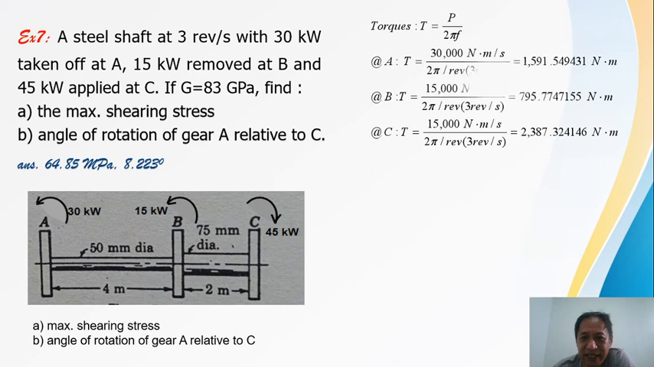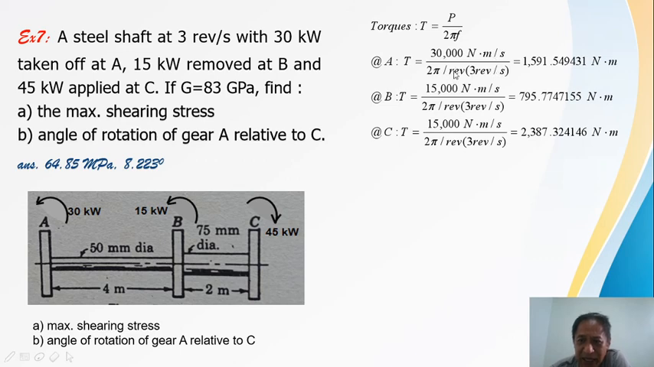First, we get the equivalent torque from power. At A, what is the formula? Power over frequency, over angular speed, so in terms of frequency. So, 30 kilowatt, so that is kilonewton, so that is 30,000 newton meter per second.